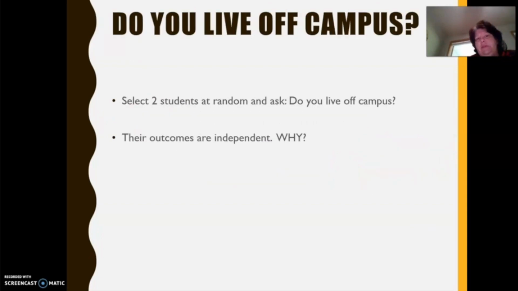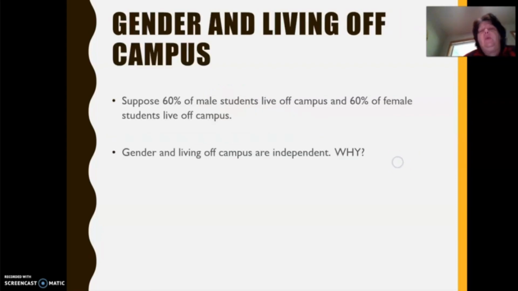So, for example, do you live off campus? Select 2 students at random and ask, do you live off campus? The outcomes are independent. Well, first, you want to know why, and it's because they're random. They were randomly selected. Random selection is going to result in the outcomes being independent. So look for that word in some of the problems. It'll tell you how they're related.